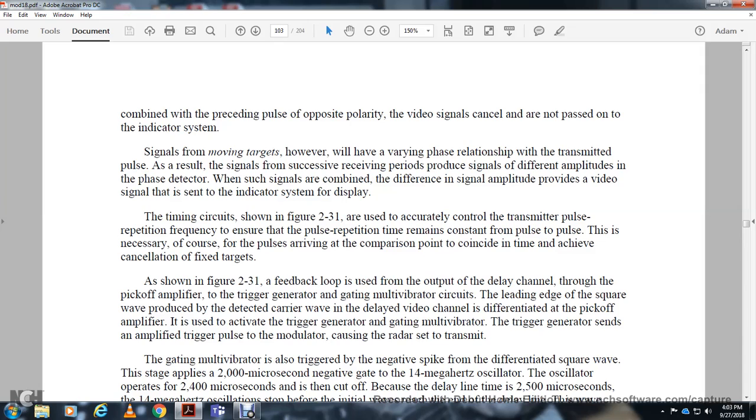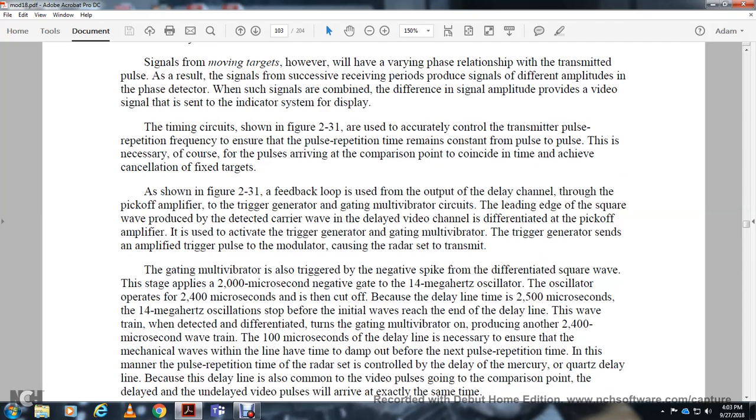Signals from a moving target, however, will vary in phase relation with the transmitted pulse. The resulting signal for the receiving period produces a signal at a different amplitude. This phase detector for such signals finds the difference of the signal amplitude and provides the video signal to the indicator system display. The timing circuit shown in figure 231 is used to accurately control the transmitter pulse repetition frequency.